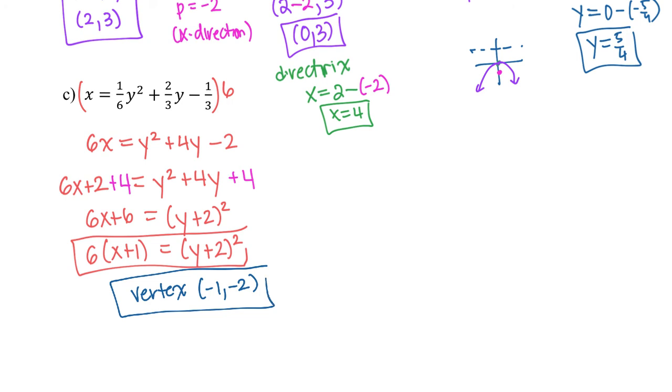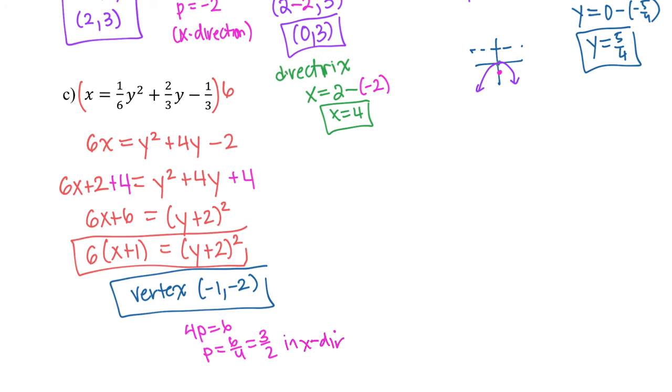Okay, from my standard form, I can find the p-value. 4p equals 6, so p is 6 over 4, which is 3 over 2. And then because it's the coefficient of the x term, this is in the x direction, which you don't have to write, but you do need to remember.